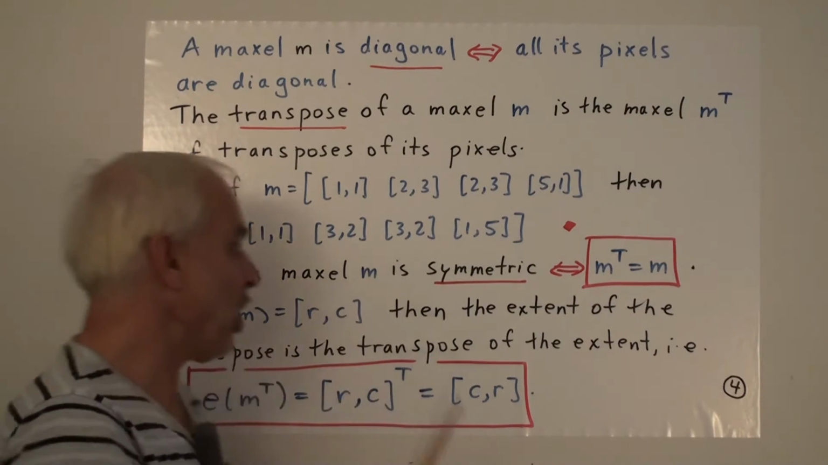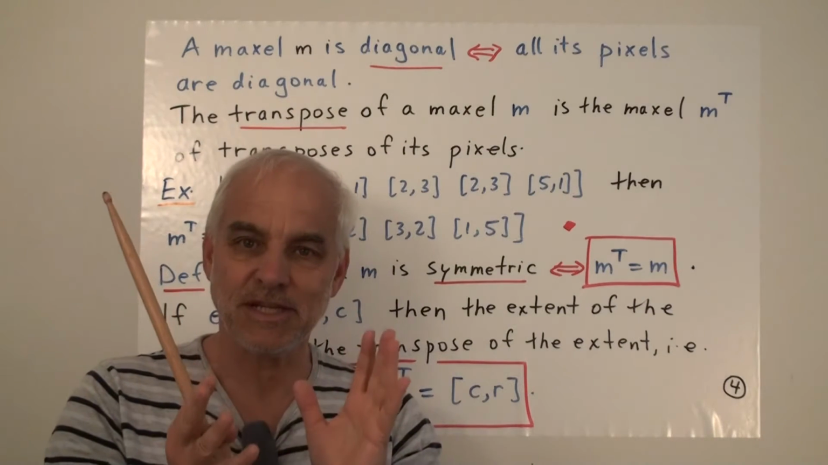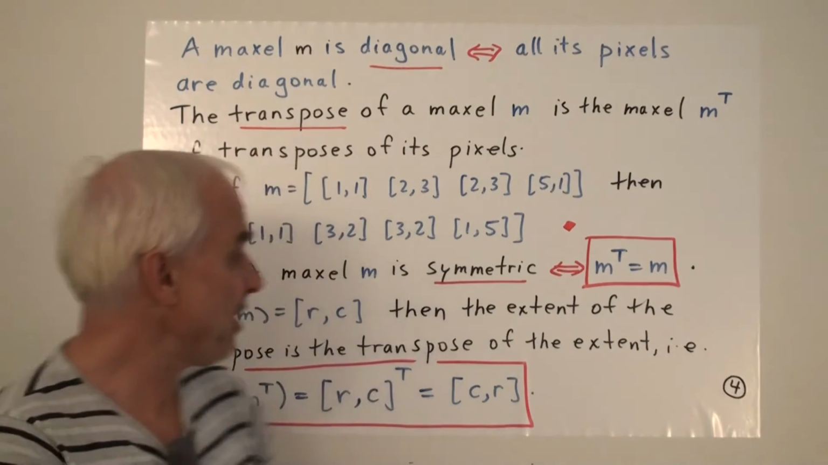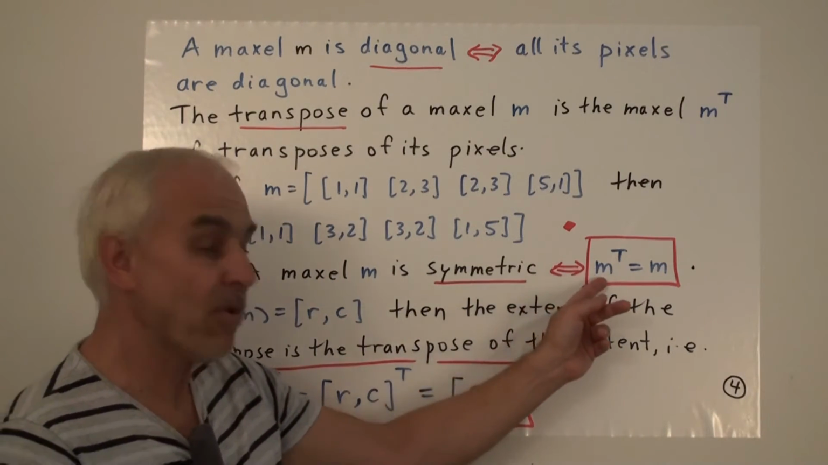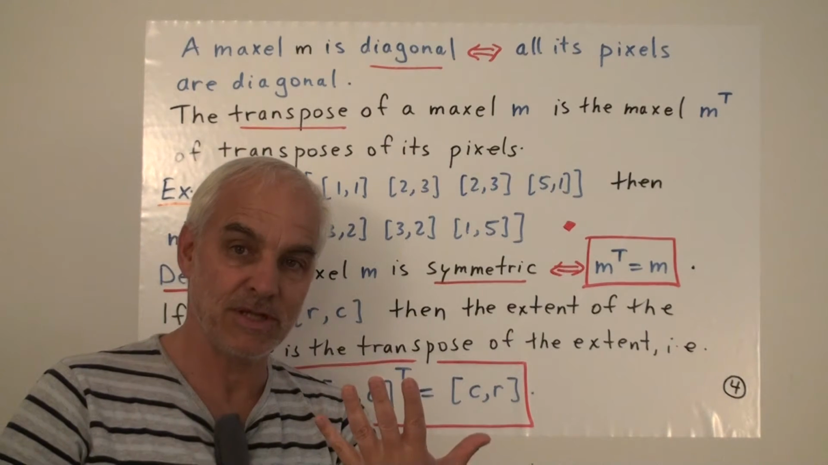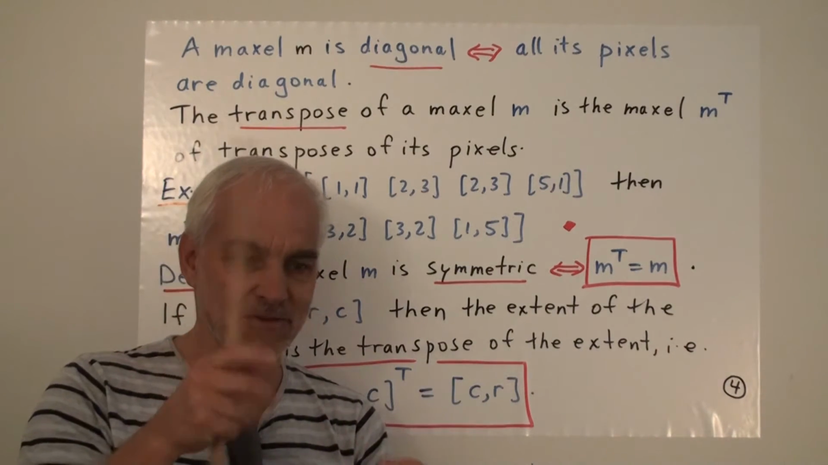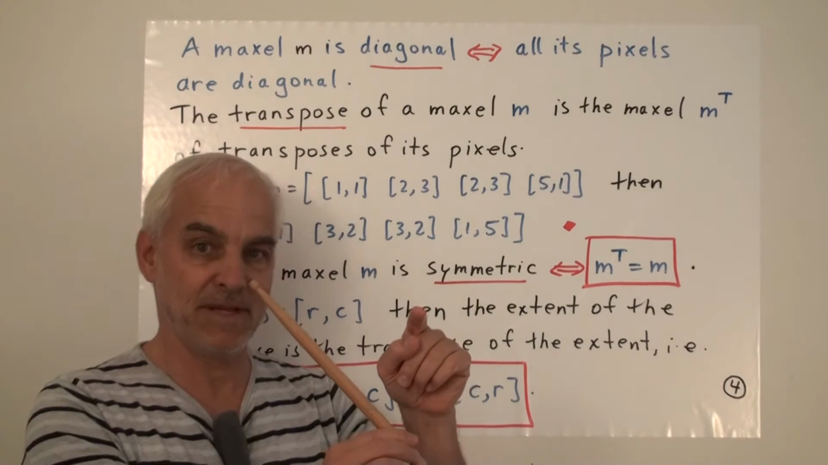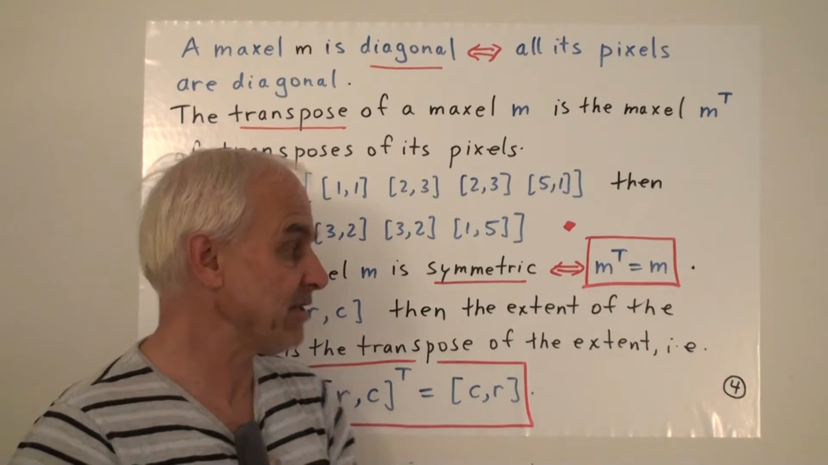Once we have the notion of the transpose of a Maxwell, then we can introduce this important idea of the symmetry of a Maxwell. We'll say that a Maxwell is symmetric precisely when it equals its transpose. That when you take the transpose, you get back the original Maxwell. Geometrically, it means it's symmetric along the diagonal. If 3, 5 is a pixel inside it, then 5, 3 will also be a pixel inside it.